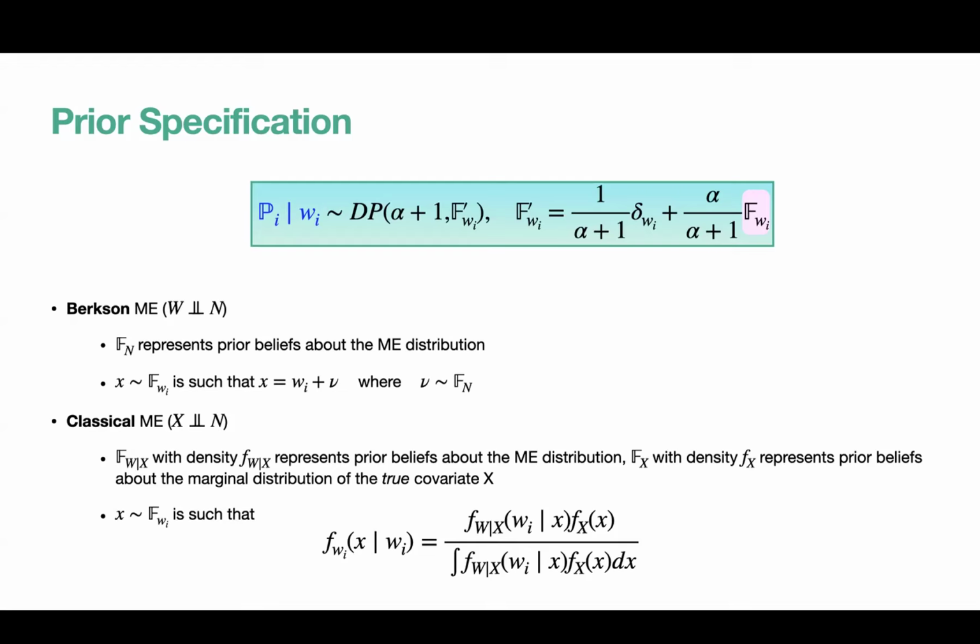Just as a simple example, I'll give you the Berkson case, which is simpler. Here we assume W is independent of N. So actually all we need to do is define some prior on N, which we'll call Fn. Then to sample from FWI, you just sample from N and add that additively to WI. That would be an example of how it looks in practice. The classical case is kind of the same, but you also need to specify some prior on the distribution of X, the marginal, because it's independent.